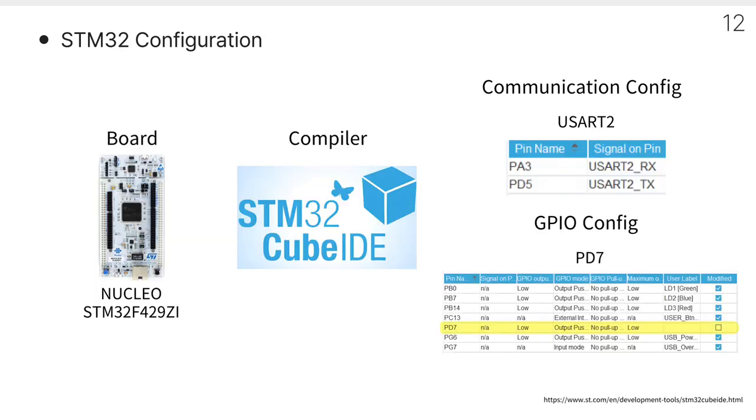Now I will explain the STM board configuration. For basic operation, you need to configure one GPIO and one UART. The GPIO configuration is necessary because we are using a half-duplex communication method, which requires a signal to switch between TX and RX in UART communication. The UART is configured as UART2.